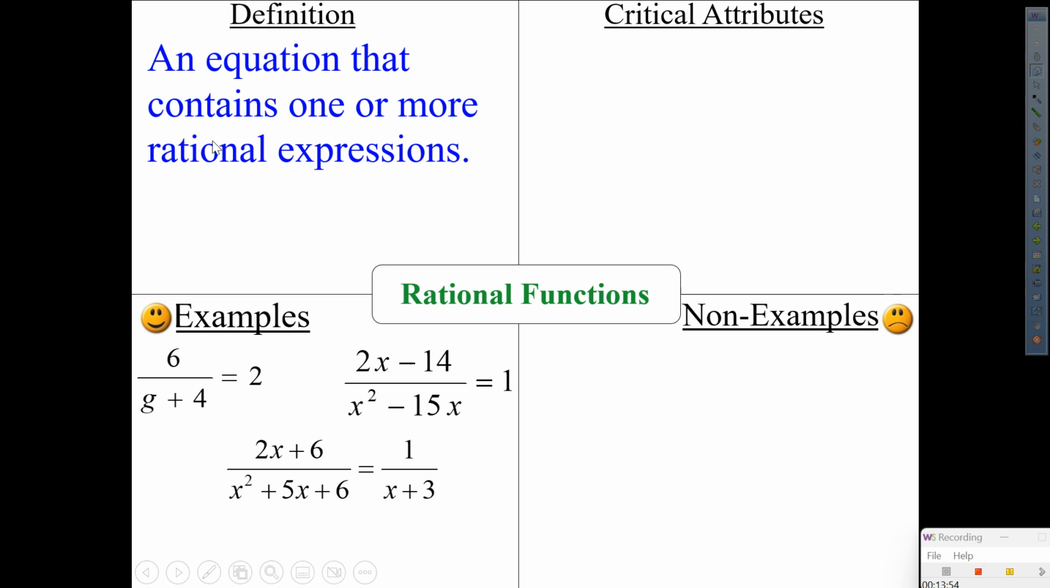So rational functions are an equation with rational expressions. Do I have a rational expression here? Yes. Here's my fraction. How about this one? Yes. How about this one? Yeah, two of them. There. All right. So with that said, why would these not be rational functions? Tell your neighbor, please. Why are those not rational functions? Why are those not, Fabian? So the first two are not what?